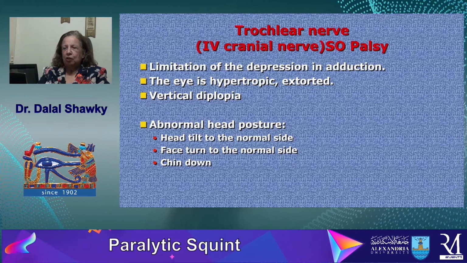There is limitation of depression of the eye in adduction. The eye is hypertropic in adduction, might be also in the primary position, and there is vertical diplopia. There is abnormal head position, and this is very important, so you can pick cases of superior oblique palsy even when they are in the street. Head tilt and face turn toward the normal side and chin depression, and we'll see some of these patients.